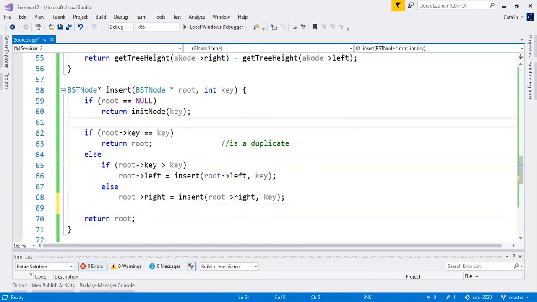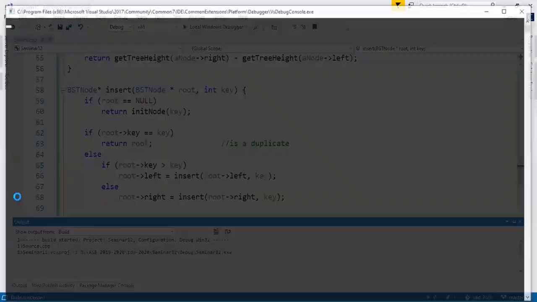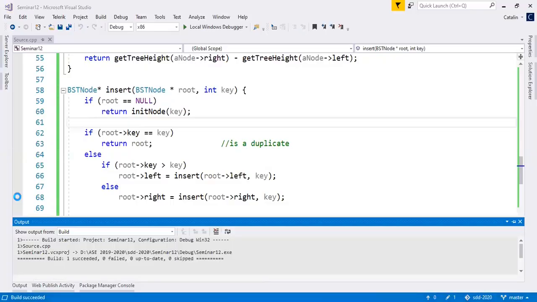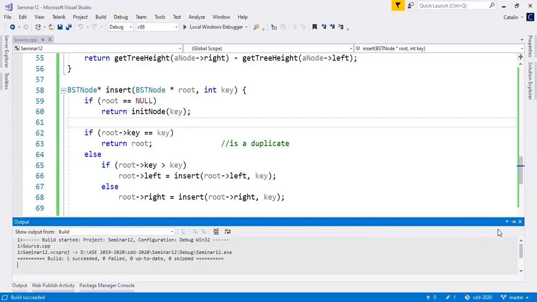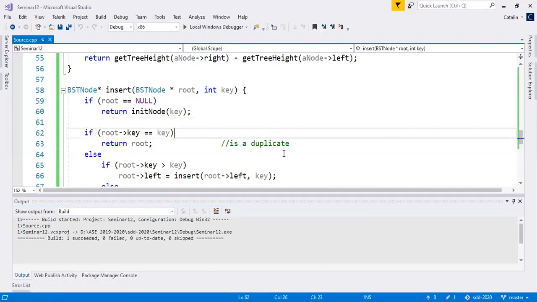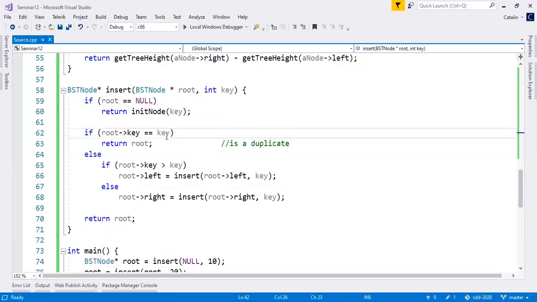Okay, let's see this again. Control F5. Okay, and now we have it. So the tree is 10, 20, 40, 50, 100. The tree height is 5. The nodes count is 5. Now, this was pre-order. So pre-order means key, left, right, key, left, right. And if you traverse it, you will see it's 10, 20, 40, 50, 100. Okay, so if you didn't have the chance to fix it, this is the final version of insert.